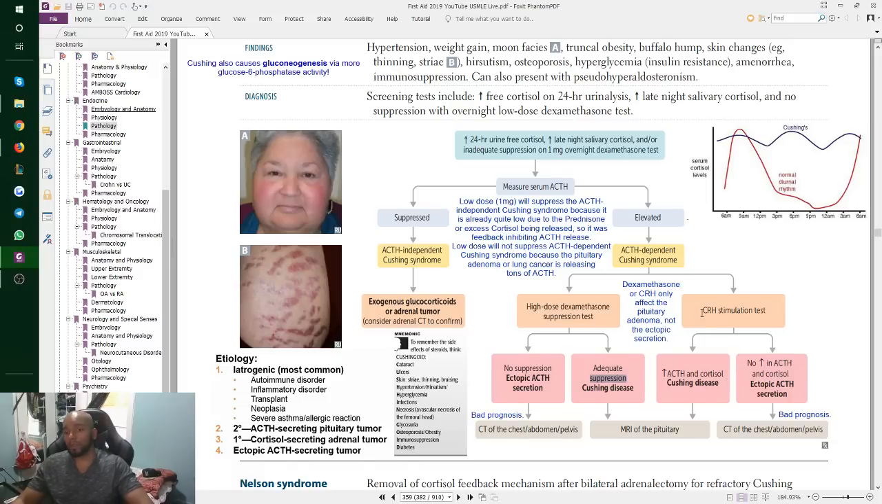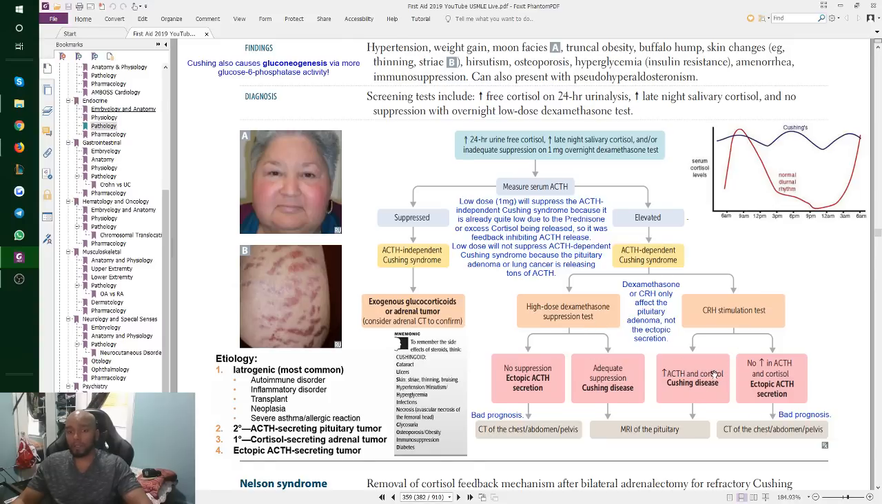Similarly, you could also use CRH, which comes from the hypothalamus, and do a CRH stimulation test. If you give them CRH, there should be even more ACTH and more cortisol secretion if the patient has a pituitary adenoma that's making too much ACTH, which is Cushing disease.